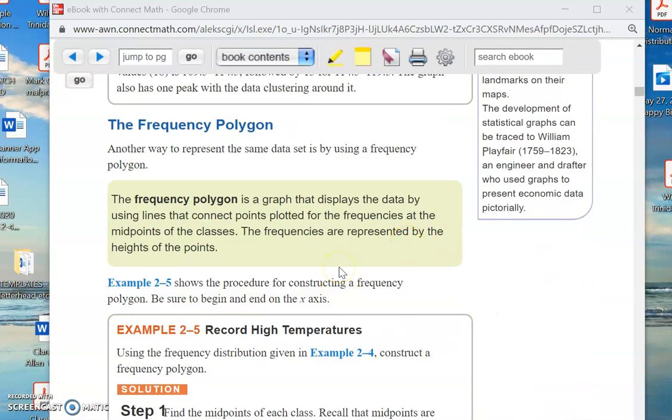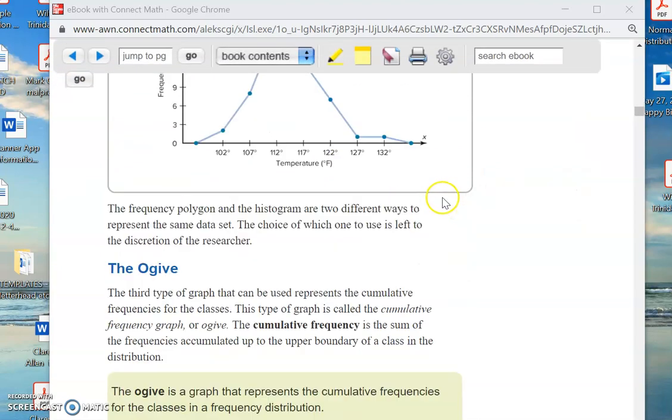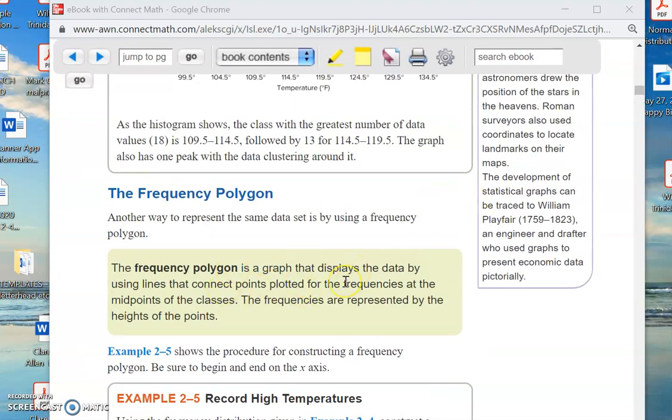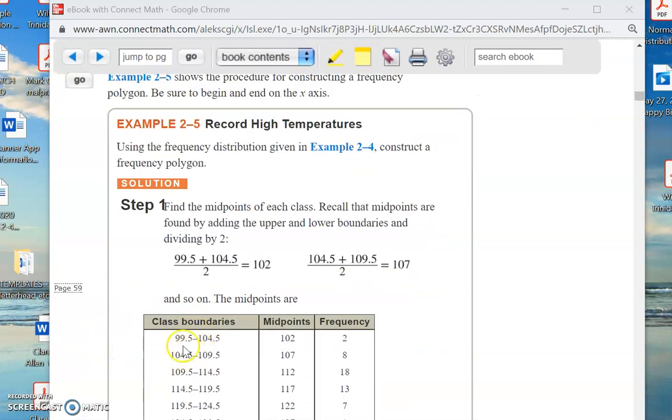The frequency polygon is a little different, and I don't like it as much. Okay, and let me explain why. Let's see here. First of all, here's the definition. I'll let you read that for yourself. It's pretty straightforward, I think. I hope, anyway. Okay, you display the data. You connect points. Okay, well, what points are you connecting here? You're connecting the midpoints. So 99.5 to 104.5, that's your class, right? 104.5 to 109.5, that's your class.